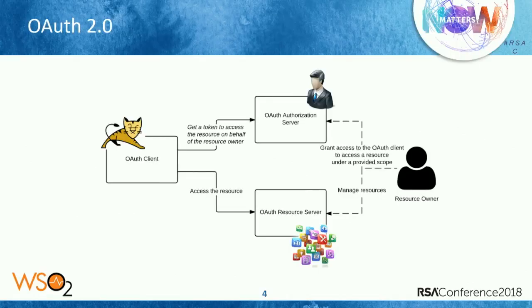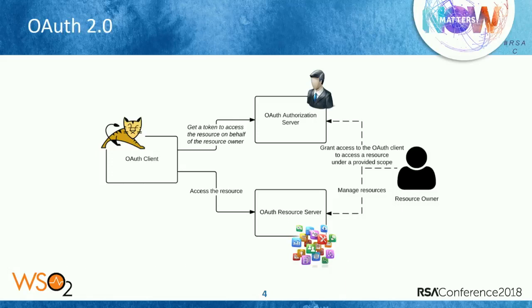OAuth 2.0 is an authorization framework. If you are familiar with OAuth 1.0, OAuth 1.0 is a concrete, specific protocol to address the access delegation problem on the web. But OAuth 2.0 is an authorization framework. It's extensible. You can extend it to address your enterprise use cases. It introduces 4 main components: a resource server, resource owner, an authorization server, and an OAuth client.